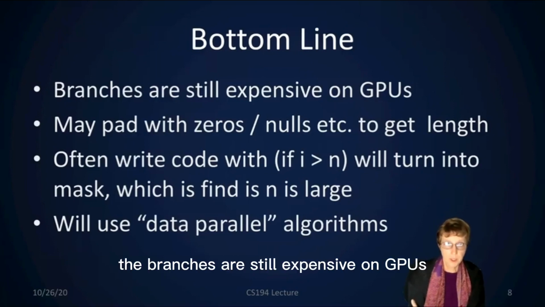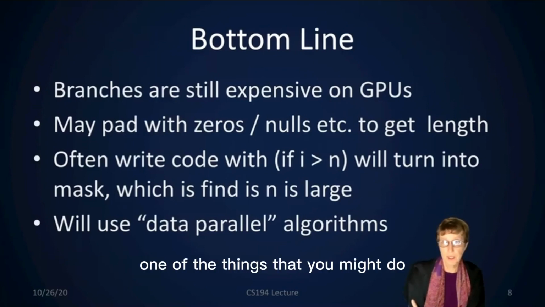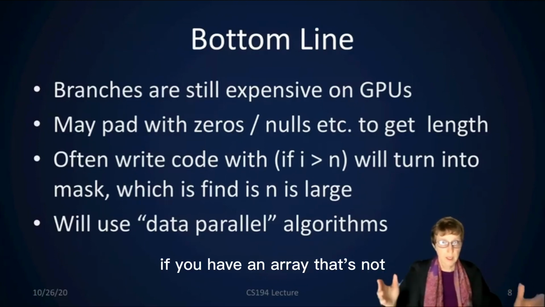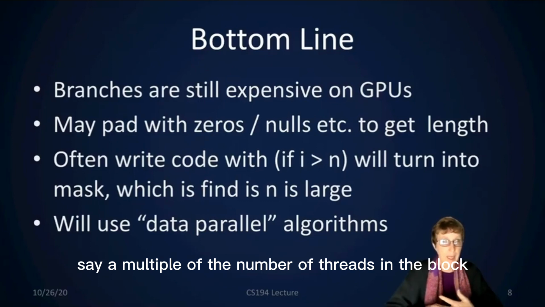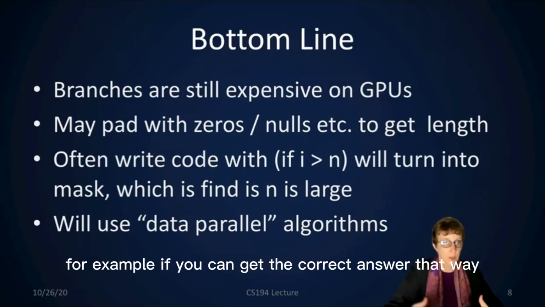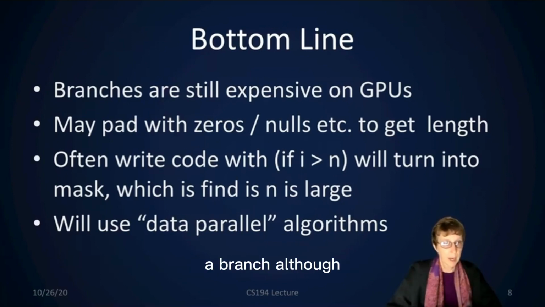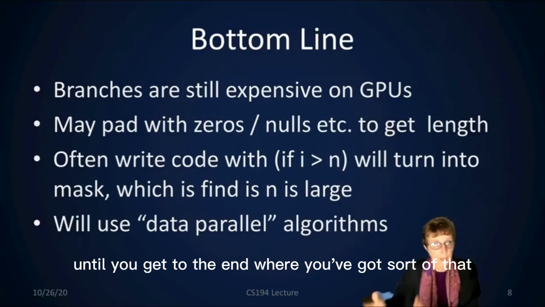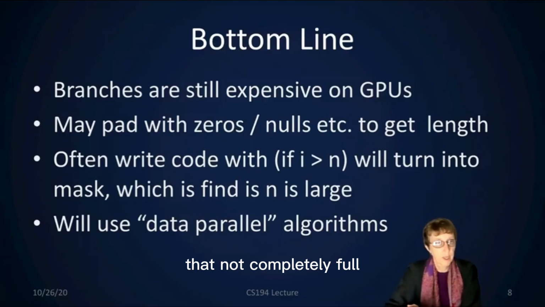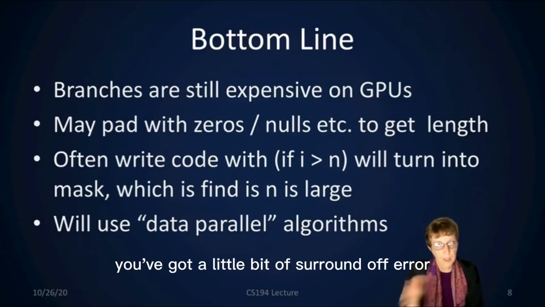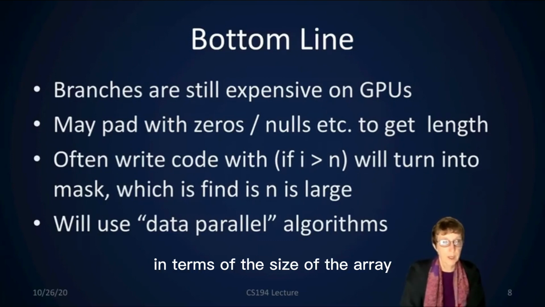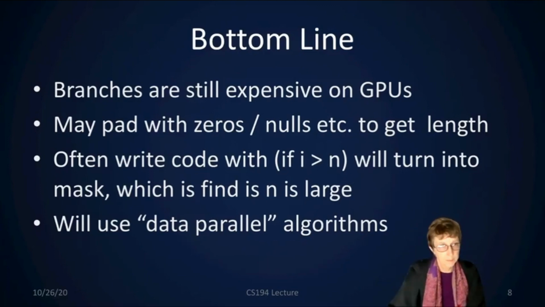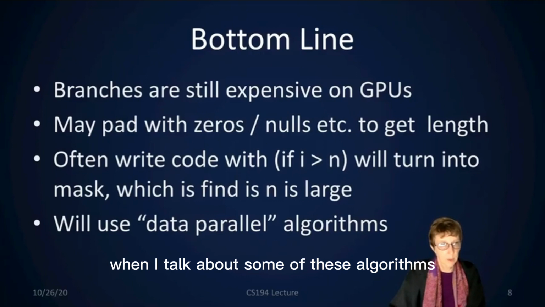Okay, bottom line, the branches are still expensive on GPUs. One of the things that you might do in your code, if you have an array that's not, say, a multiple of the number of threads in the block, is to pad it out with zeros, for example, if you can get the correct answer that way so that you can avoid a branch, although the branches at this point are pretty efficient until you get to the end where you've got that not completely full set of threads, with a little bit of round off error in terms of the size of the array. So in some cases you may end up padding with zeros, and we'll probably see a little bit more about that, if not Wednesday, then next week when I talk about some of these algorithms.